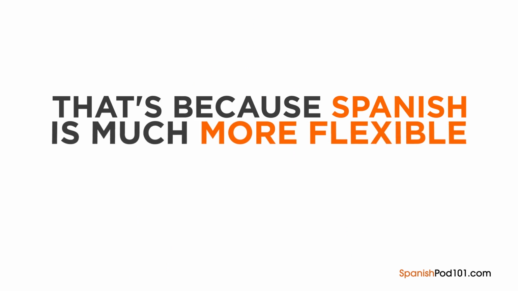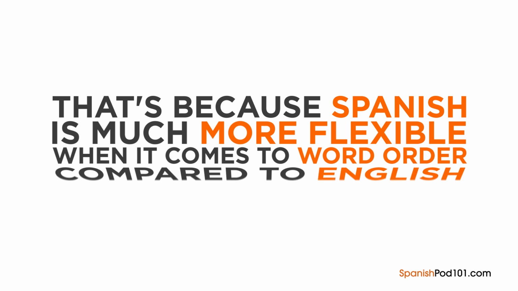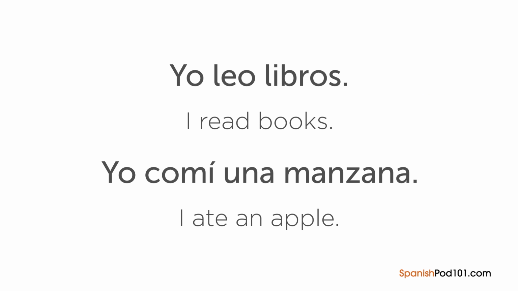We just saw how easy it was to form basic sentences in Spanish and how similar it was to forming basic English sentences. Luckily, it's actually even easier to form sentences in Spanish than it is in English. That's because Spanish is much more flexible when it comes to word order compared to English. Let's go back to the two examples we used earlier. More often than not, if we wanted to say, I read books and I ate an apple in Spanish, we would not usually say, Yo leo libros. Yo comí una manzana. But instead we would just say, Leo libros.